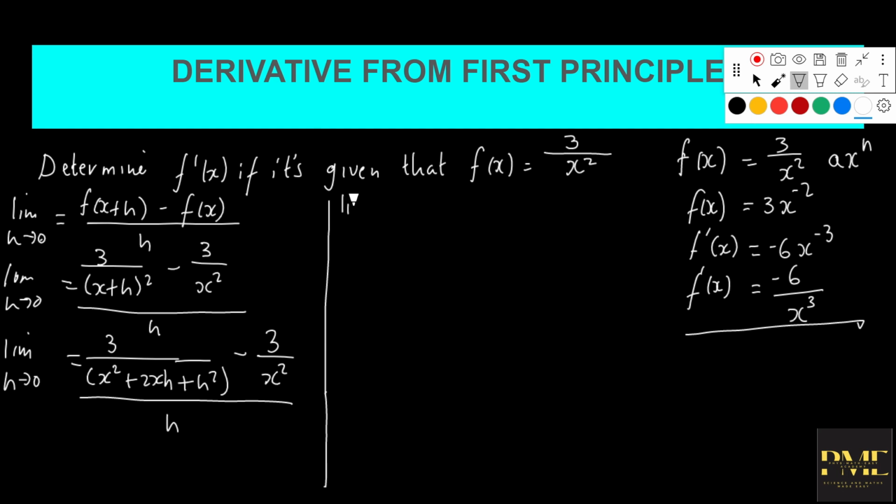So we write the limit where h approaches 0, so this will be equals to, okay, so LCD in this case, so we take the denominators and multiply them. So x squared plus 2xh plus h squared into x squared, guys.